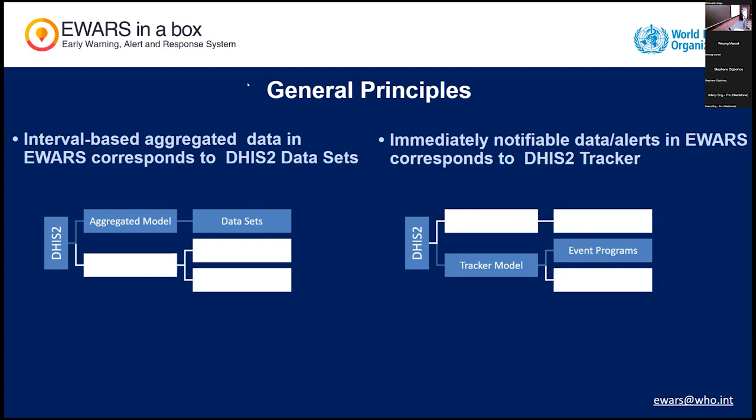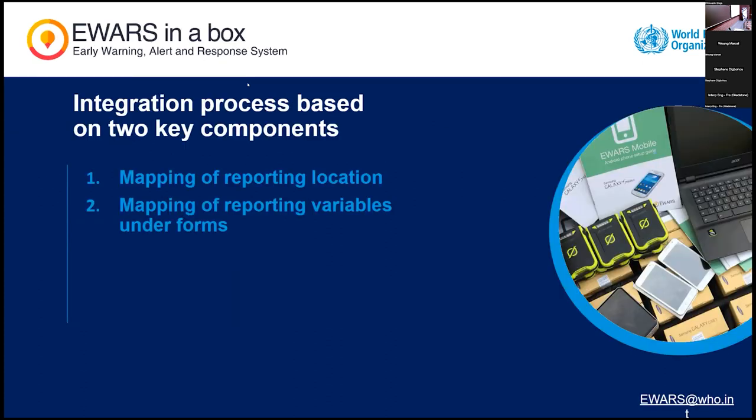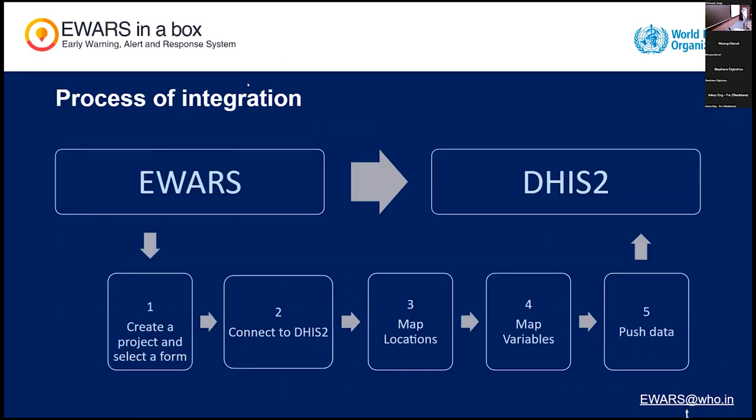We can move to the next slide, where we have two key components of the process. The first component is the mapping of reporting locations, given that it is two independent systems. And the second key component is the mapping of reporting variables that will be formed. Next slide. So what is the integration process?